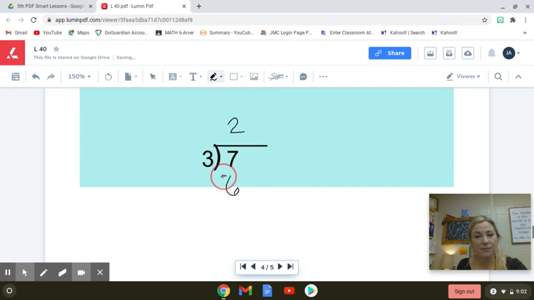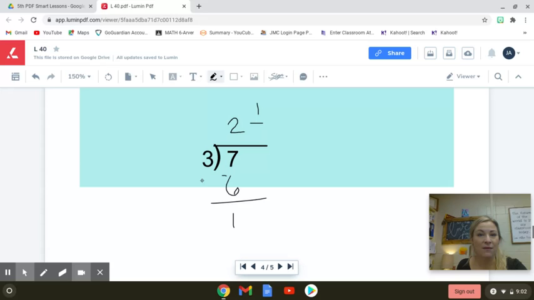Our whole number part is there, and this is where in the past you would have written remainder 1. But from now on, for now, we're going to turn this into a fraction. The number left over on the bottom, your remainder, becomes your numerator. It goes all the way to the top, and your denominator comes from this number out here, this divisor, 3. 2 and 1/3. 2 and 1/3 there, 2 and 1/3 there.